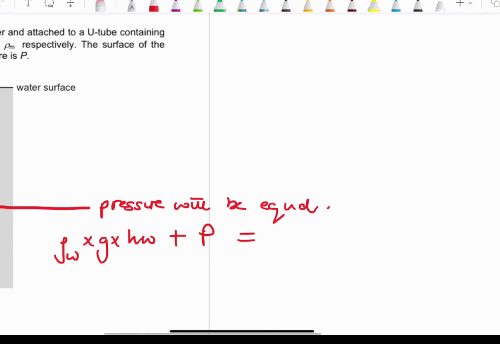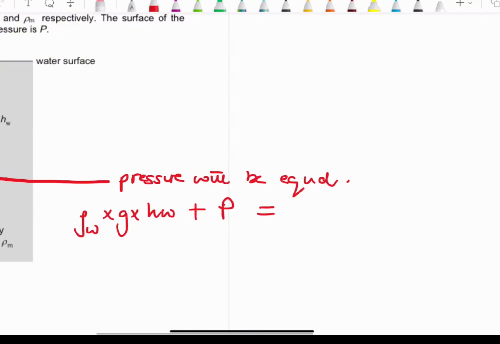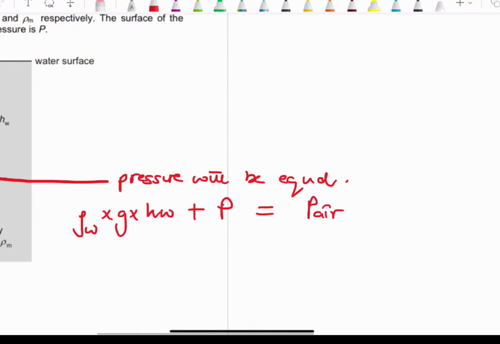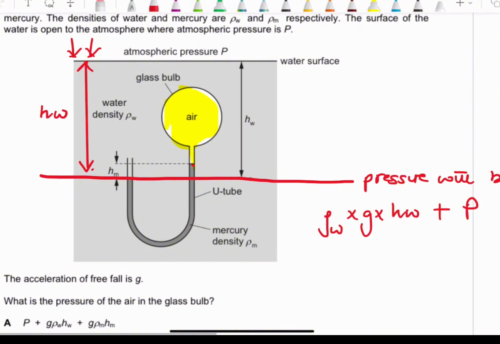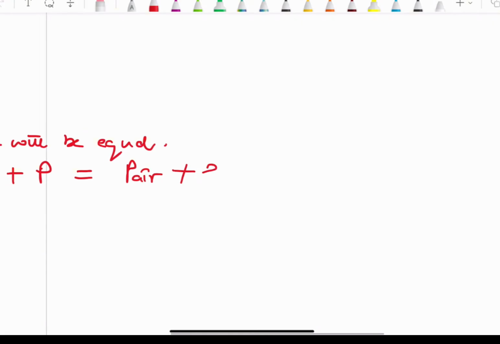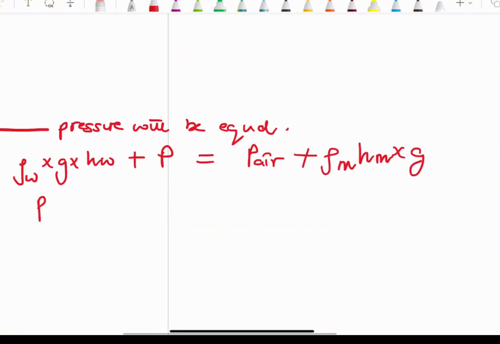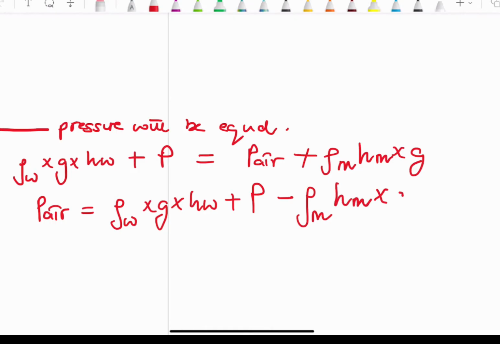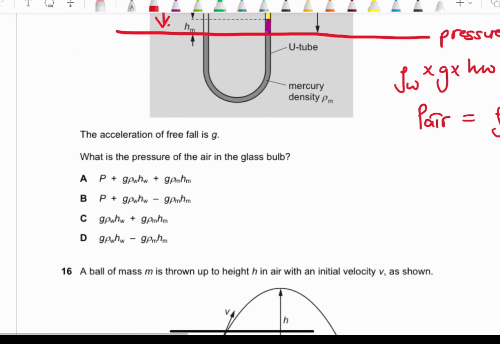And it's going to be equal to, let's move on to the other side, the pressure of this air, plus the small little pressure due to the mercury that is there. So how do I find that? This is HM, and the density of mercury is rho M. So it's rho M multiplied by HM multiplied by g. So my pressure of air is going to be rho W g HW plus the atmospheric pressure, subtract rho M HM g. And that's going to be B.